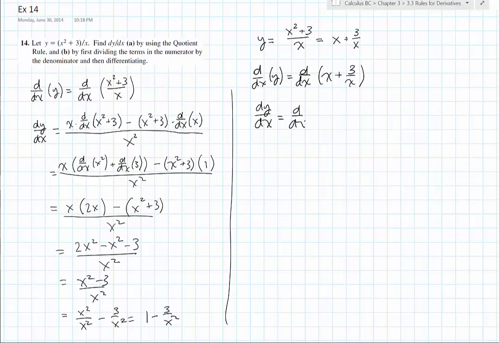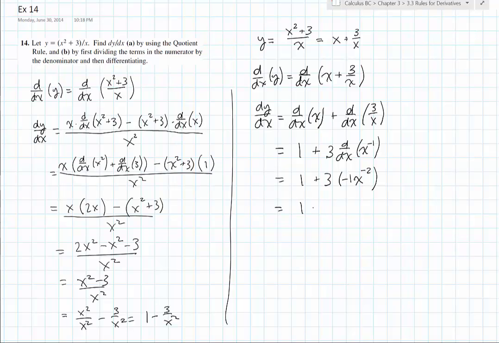The derivative with respect to x of x plus the derivative with respect to x of 3 over x. And here we get a 1. Here we're going to pull out the common multiplier of 3 and take the derivative of, and I'm going to rewrite this as x to the negative 1. 3 times the derivative of x to the negative 1. Power rule says bring the power in front, reduce the power by 1. Or in other words, I end up with 1 minus 3 over x squared. And you can see that these two absolutely match.